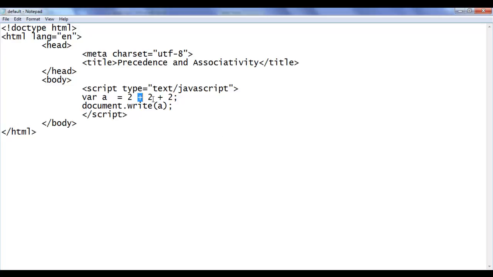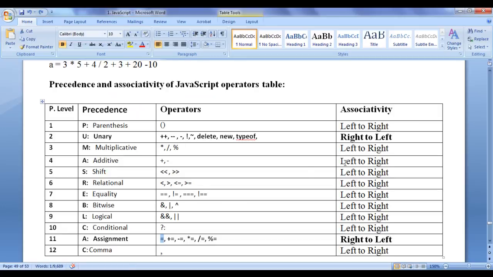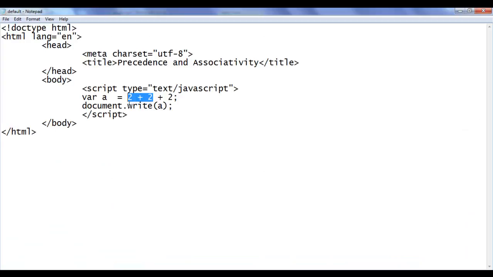Then it checks there are more than one plus operators. It checks the associativity. Plus operators have left to right associativity. That means the leftmost plus should be evaluated first. 2 plus 2, 4. Then 4 plus 2 is going to be evaluated. We get 6. Then the equal to operator is going to be evaluated. 6 will be assigned to a. We get the output 6 on the screen. Hope you guys have clearly understood how the browser evaluates the given expression by referring to the precedence and associativity table.